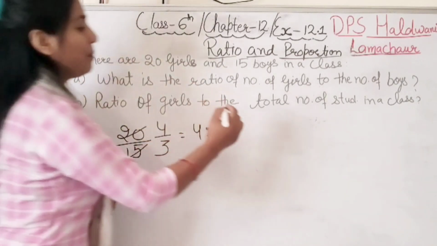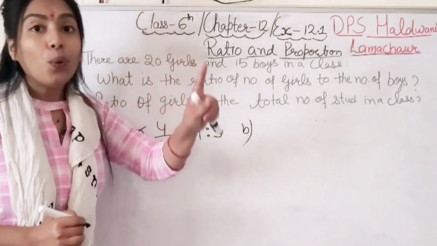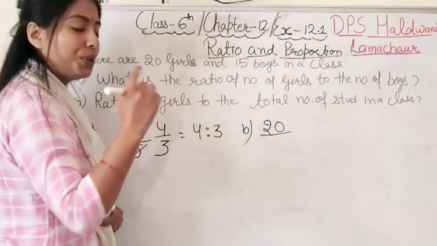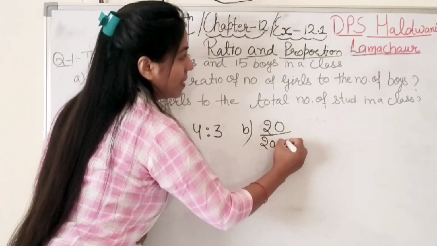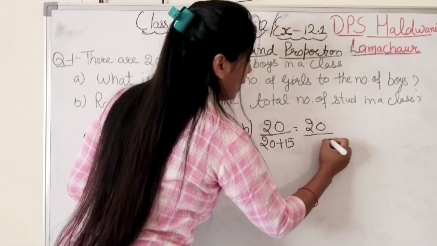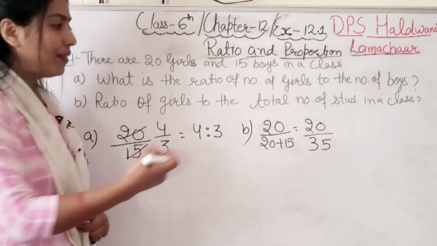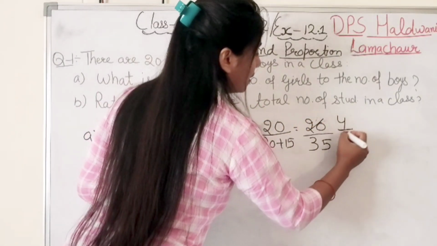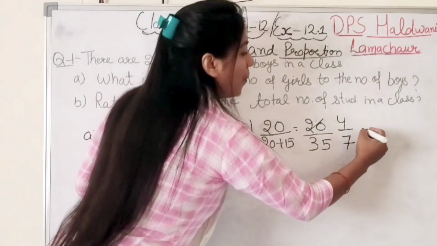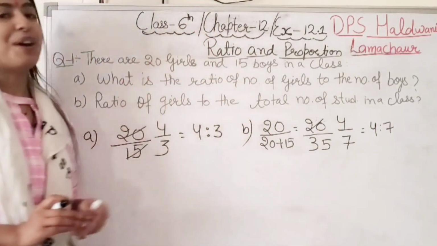Now B part, students. What is B part? The ratio of the girls to the total number of students. So girls will be 20 divided by the total number of students, which means 20 plus 15. So 20 divided by 35. Now again convert into lowest terms. Both will go in the 5 table. 5 fours are 20, 5 sevens are 35. The ratio will be 4:7. That's it, students.